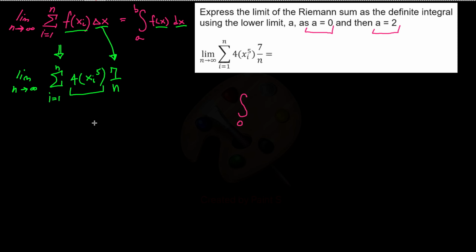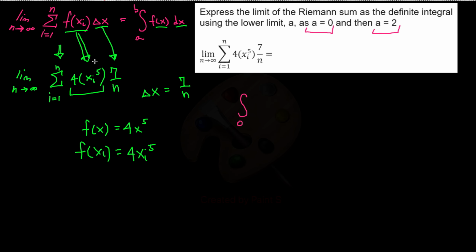If I say f of x is equal to 4x to the 5th, then what's f of x sub i? That's just 4 x sub i to the 5th, which is exactly what I have here. So it makes sense to call f of x 4x to the 5th. Delta x is 7 over n, and we're going to need that. So now, how do I relate back to this?